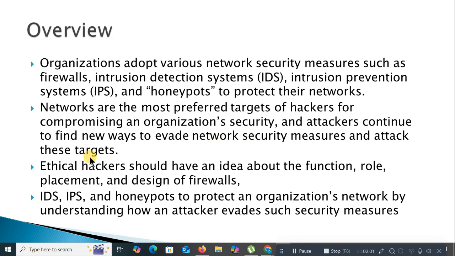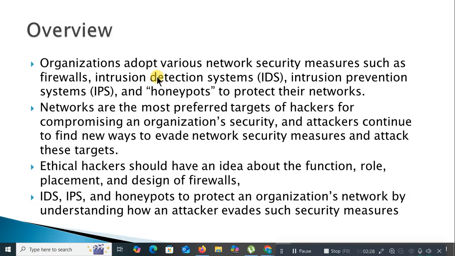Even if you have a firewall, hackers use some technique to bypass it. Even when the firewall is there, you can bypass it again. Ethical hackers should have an idea about the function, role, placement and design of the firewall.